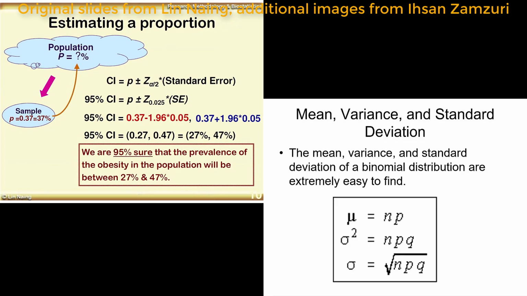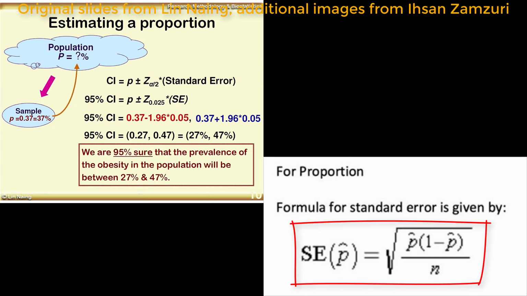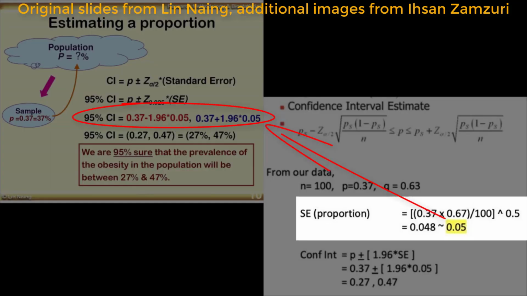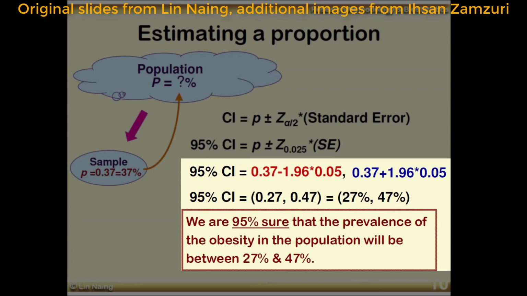Is it from this formula? No. That formula is for mean, variance, and standard deviation, not for standard error. For standard error, the formula looks like this. Standard error is equal to the square root of proportion P times proportion Q divided by N. So here it is shown how we get the value of standard error, which is 0.048, almost similar to 0.05. Using that standard error value of 0.05, upon calculation, the confidence interval for the proportion of 0.37 is 0.27 and 0.47.